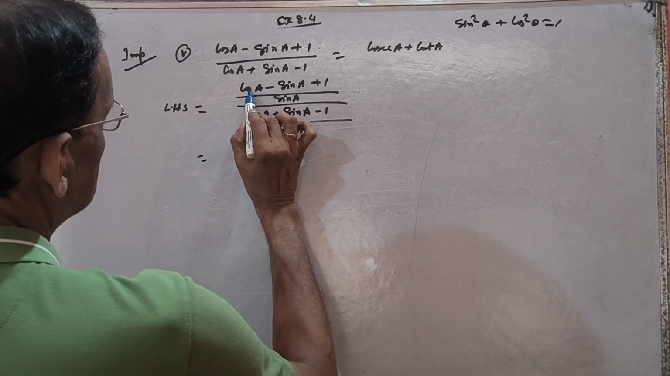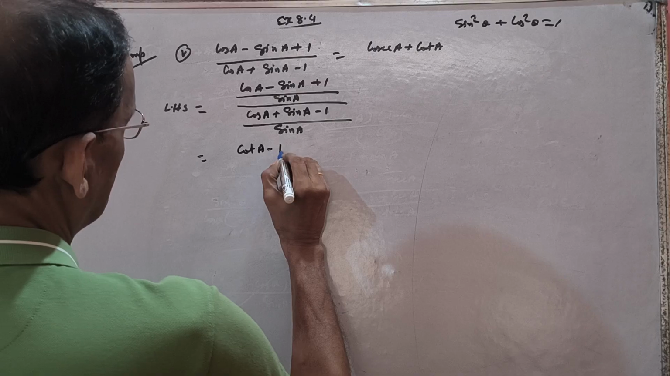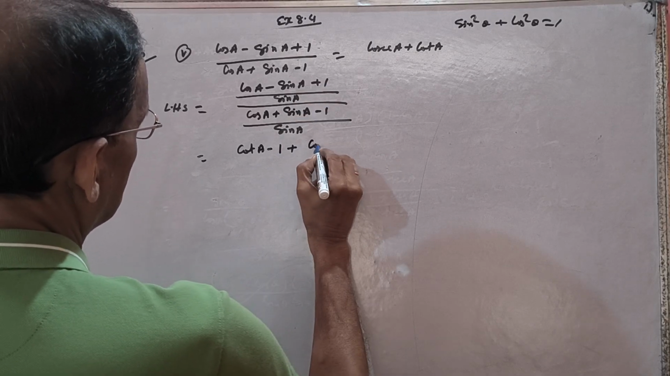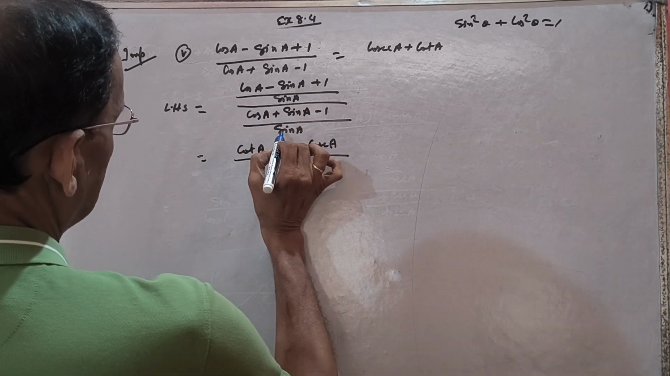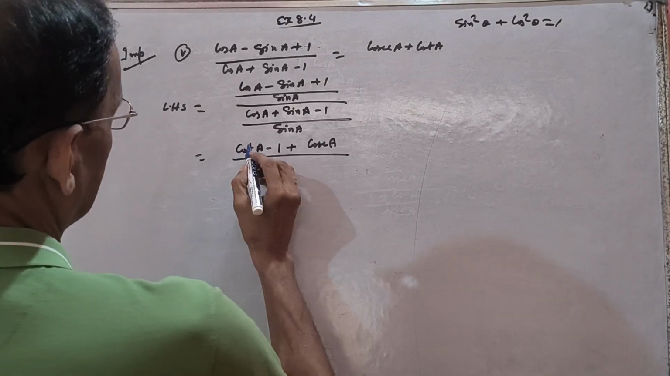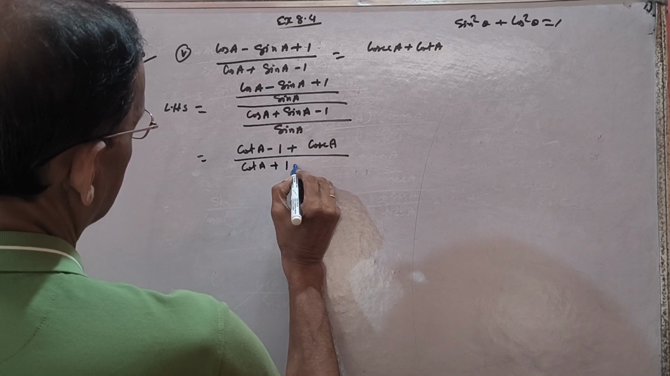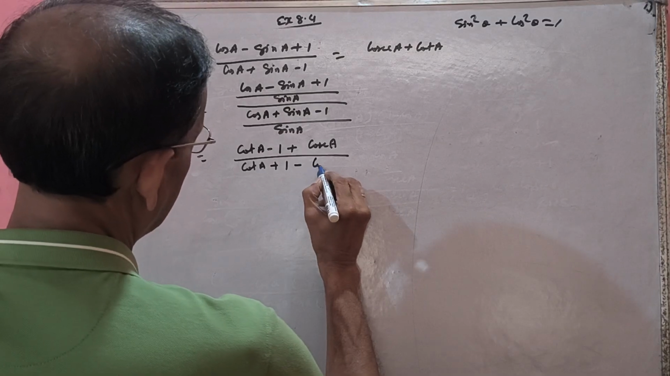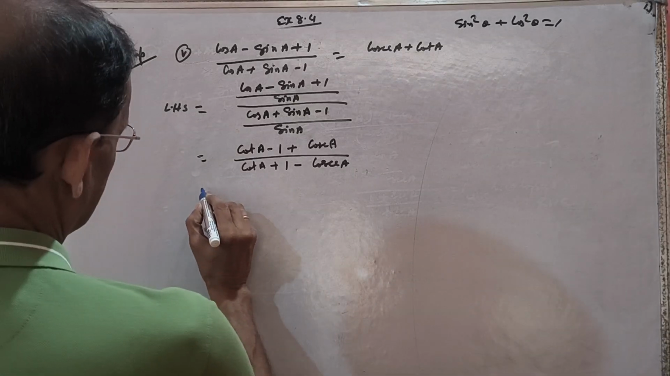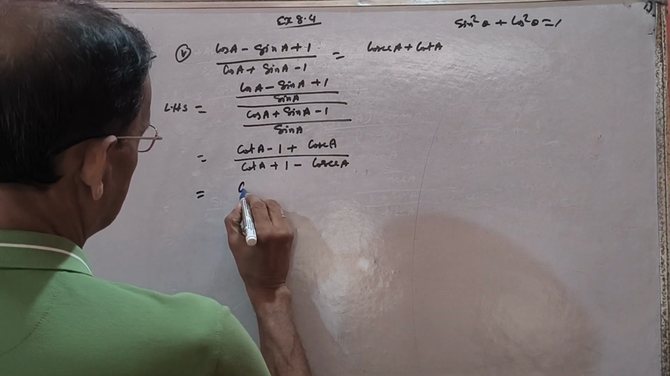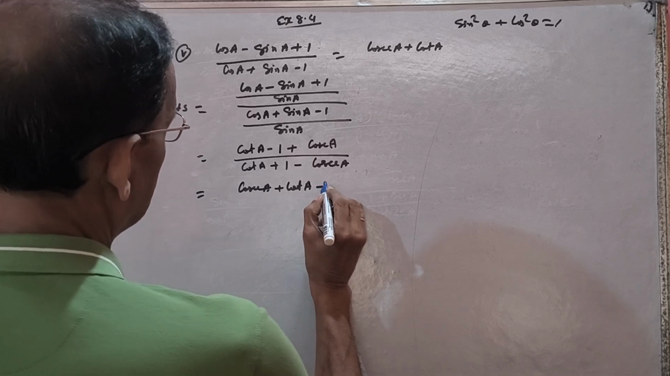Now separate it. What is cos A by sin A? Cot A. Sin A by sin A is 1. 1 by sin A is cosec A. And in the denominator, cos A by sin A is cot A, sin A by sin A is 1, and 1 by sin A is cosec A. Now write down first this cosec A plus cot A minus 1.